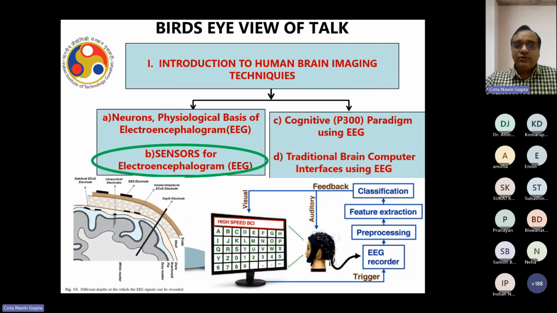Again, I'm going to show this figure. I'm going to touch upon your brain. I just introduced you to the brain imaging techniques, and I also explained the resting potential of a single neuron, the action potential from a bunch of neurons, and the physiological basis of the electroencephalogram. Now let's see what sensors can be used to record this electroencephalogram, which is nothing but the signal we want to monitor to study the brain.